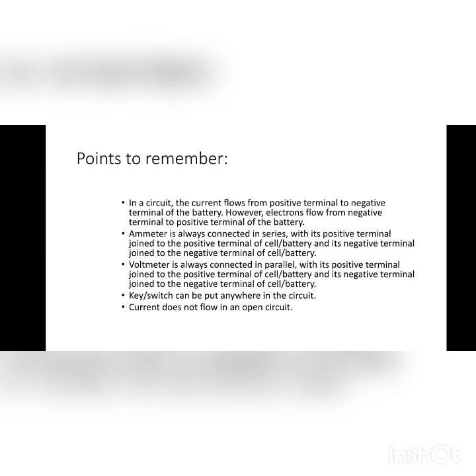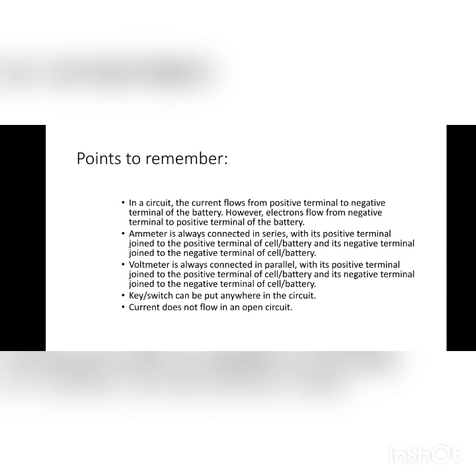these are the points to remember. In a circuit, the current flows from the positive terminal to the negative terminal of the battery. So just keep this in mind that whenever you mark the direction of current, the arrow should be from the positive terminal of the battery to the negative terminal of the battery. Fine. Now, an ammeter is always connected in series.